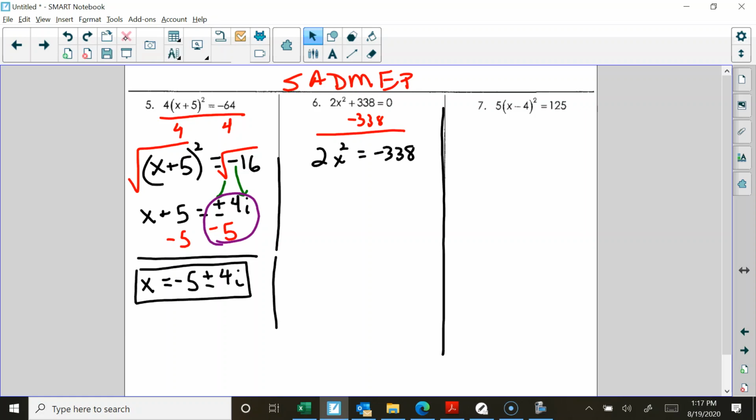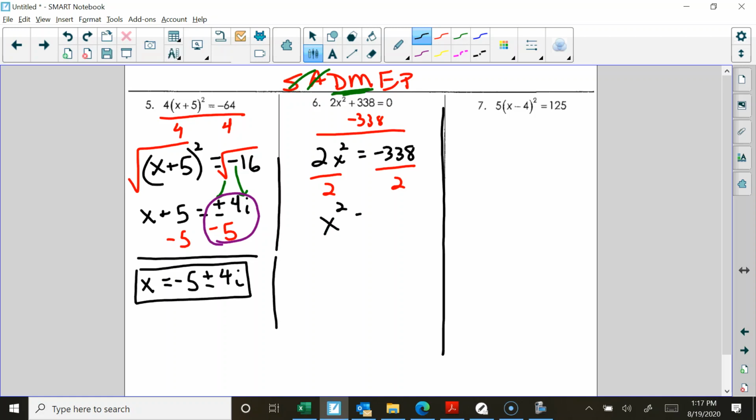So we just finished subtraction. Okay, now we're on division. So we're going to divide by 2 before we take the square root. Okay, so I'm going to have to get a calculator because I don't know what 338 divided by 2 is. So 338 divided by 2 is 169. So that is -169. We are on a square root now.